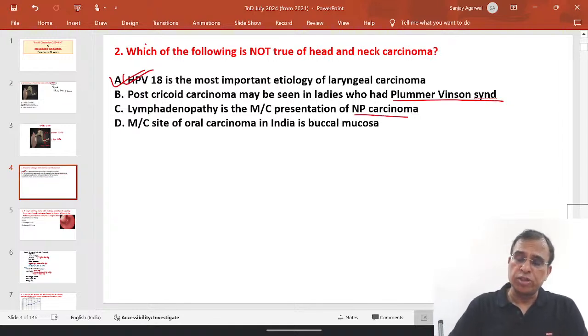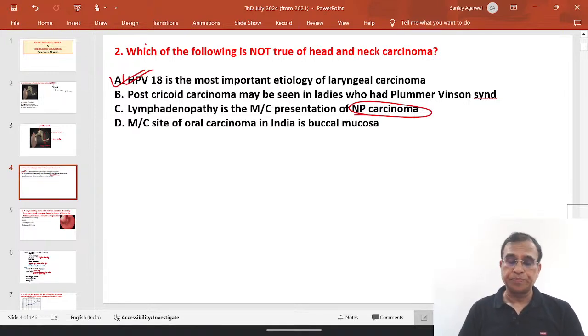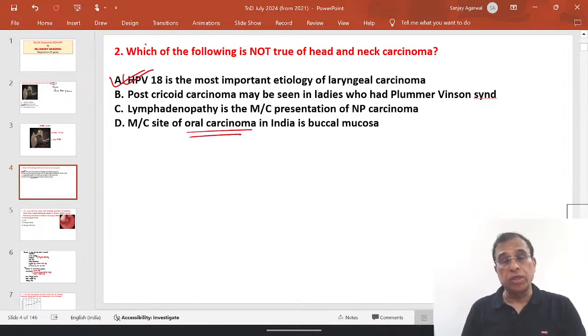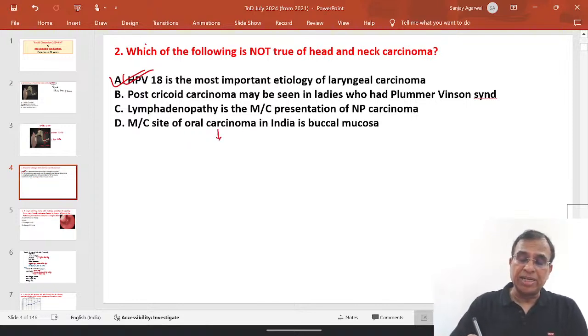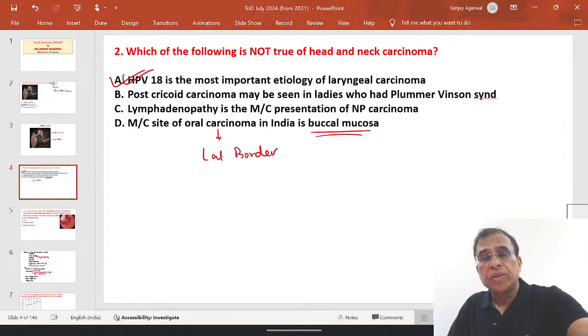Nasopharyngeal carcinoma is an extremely important carcinoma. And there are 3 or 4 MCQs from here, which we have more questions, I believe. But lymphadenopathy is the most common presentation. It's a very popular MCQ. And although in oral cavity carcinoma, if they ask which is the most common site of oral cavity carcinoma in rest of the world, then the answer is lateral border of the tongue. But in India, it is a different answer. In India, it is buccal mucosa, and this is predominantly because the habit of eating tobacco.